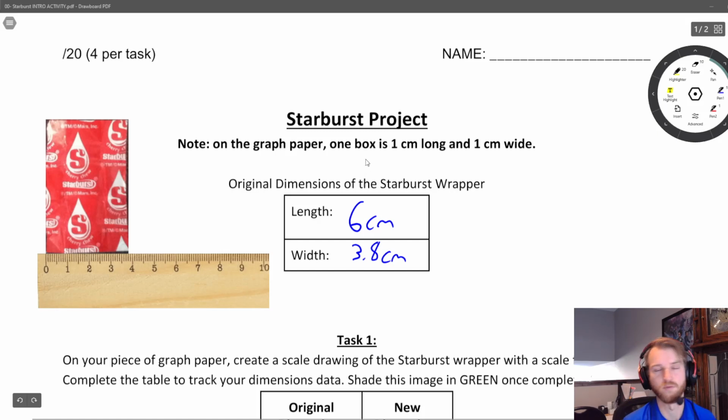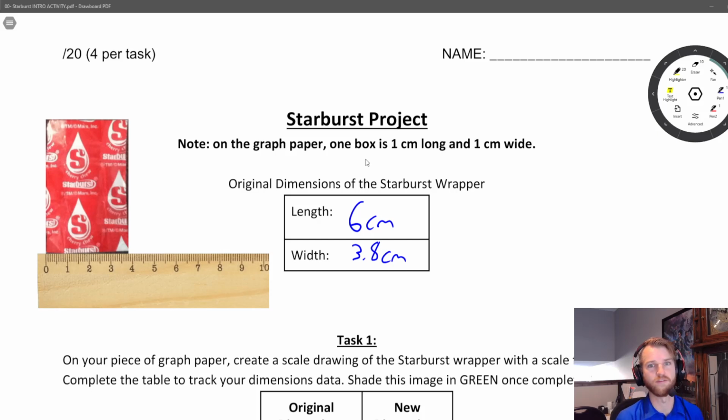So for this project, you're going to use a Starburst wrapper. If there are none available, a candy wrapper of some sort around the size of that, which would be like 1 inch by 2 inches. That kind of size would be good. I took the time to measure this for an example, but this is not the measurements of an actual Starburst wrapper, so you'll need to do your own measurements.